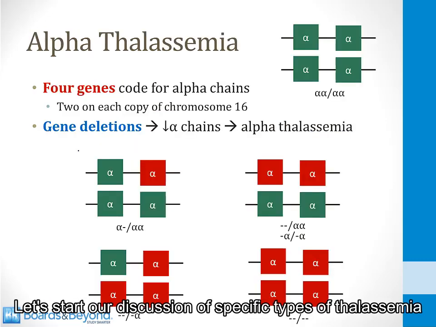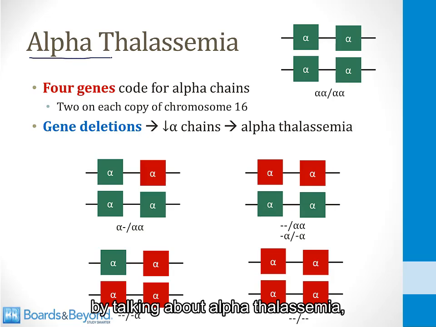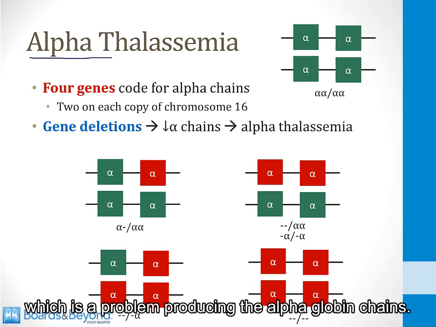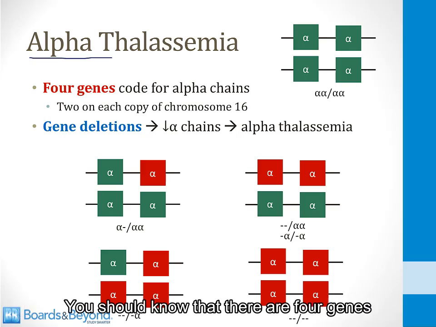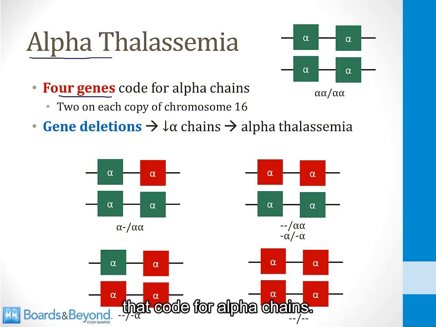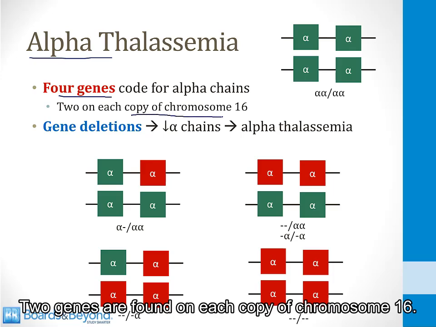Let's start our discussion of specific types of thalassemia by talking about alpha thalassemia, which is a problem producing the alpha globin chains. You should know that there are 4 genes that code for alpha chains. 2 genes are found on each copy of chromosome 16.